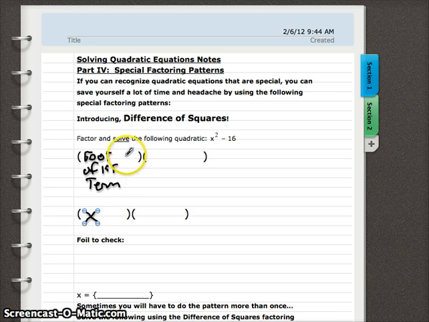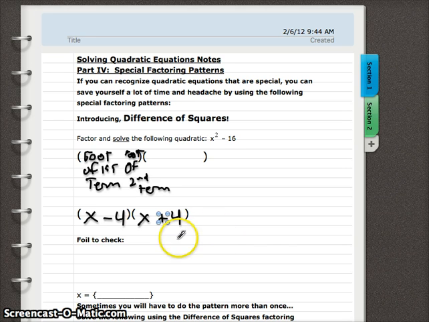The second part is the root of the second term. So what's the square root of the second term? Well, the square root of 16 is 4. What we're going to do is put both of those in both sets of parentheses. And the sign that goes in each one is actually just a combination of both signs. So the first parenthesis gets a subtraction sign. The second set of parentheses gets an addition sign. And we're pretty much done.